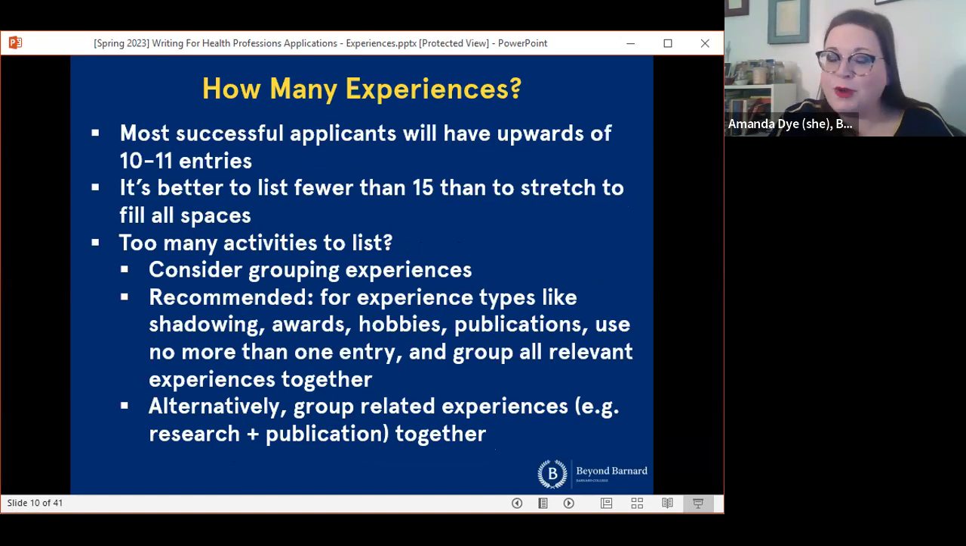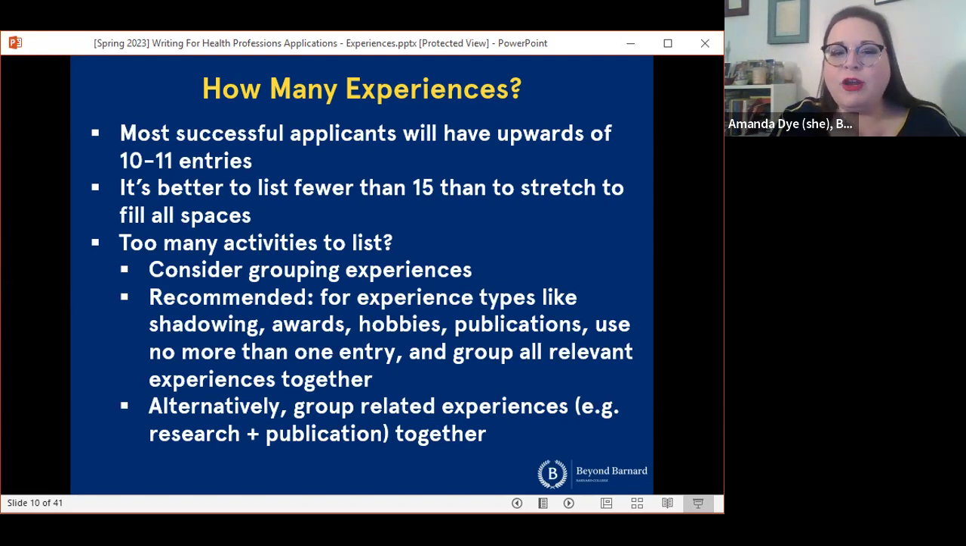If you have the opposite problem, you've got too many things, we definitely have a lot of folks who are applying after they've graduated and maybe have really cool work experiences, and so are deciding between some things that they've done after they've graduated and some things that were important to them as undergrad. That's very understandable. And you can definitely think about grouping your experiences, particularly for experience types like shadowing, honors and awards, hobbies, publications. I always encourage people, don't use more than one entry for these, because these are rarely things that you're going to have a ton to say about in terms of your own contribution to those activities.